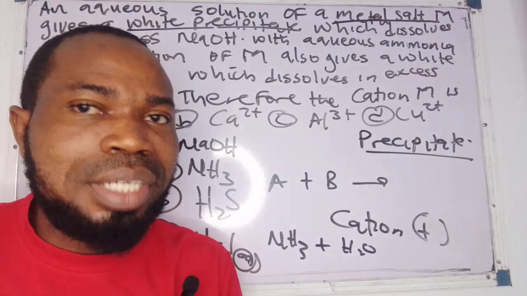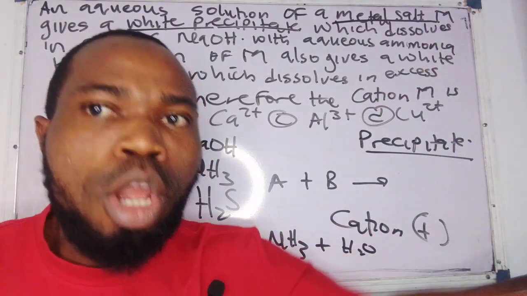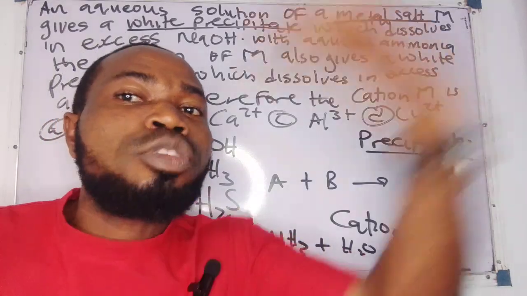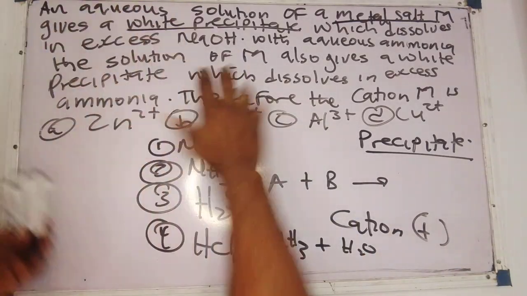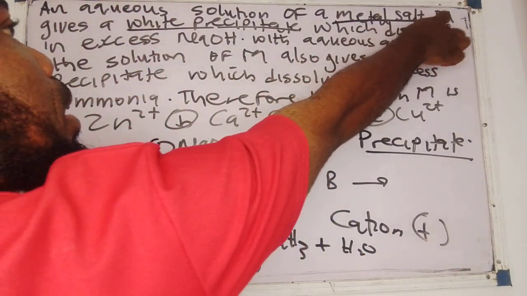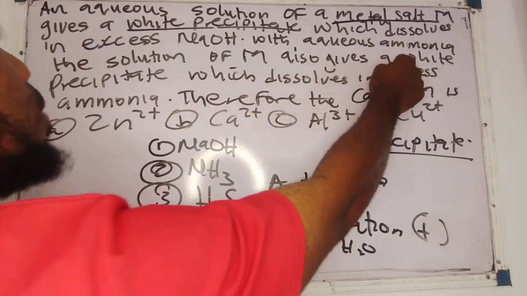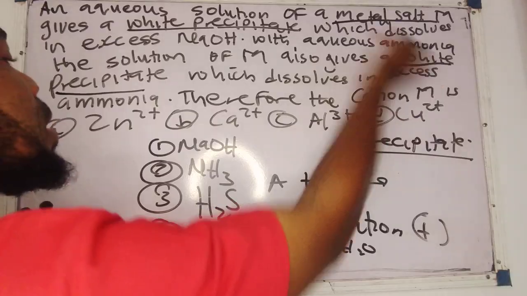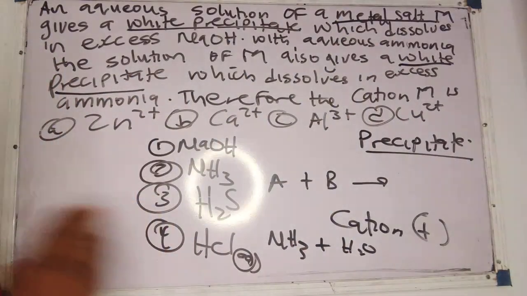So these precipitating agents can be used to test for metallic ions based on the precipitate that they form. Some form soluble precipitates, some form insoluble precipitates, giving out colors. Okay, good. Now they said if these metallic salts react with aqueous ammonia, the solution also gives a white precipitate, which dissolves in excess. Good. This is what kills it. I've seen the answer already.